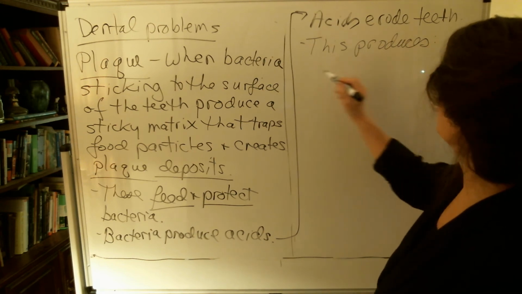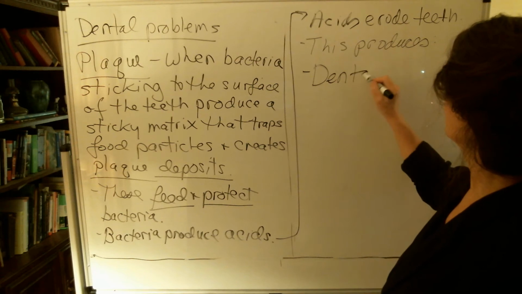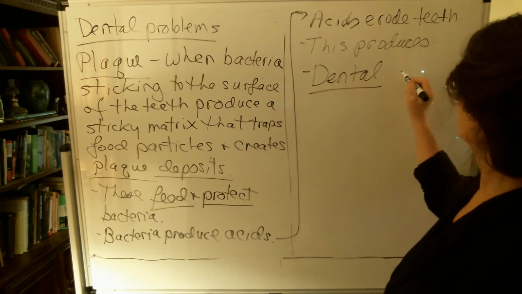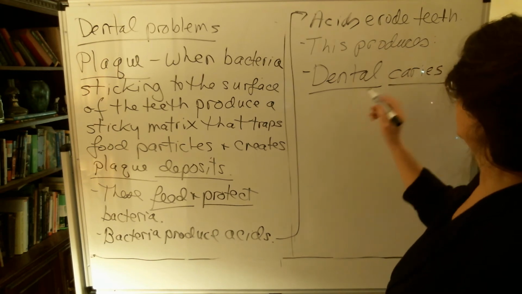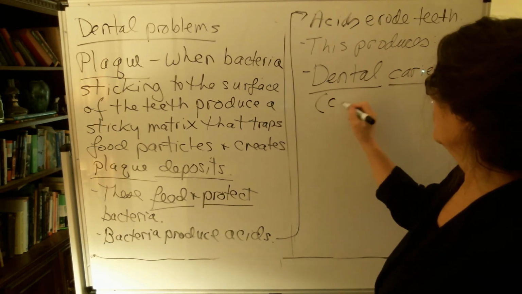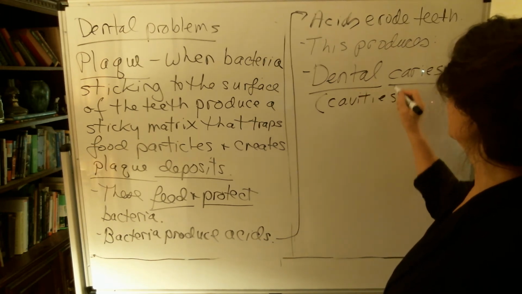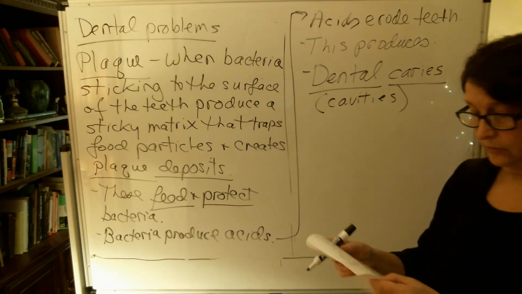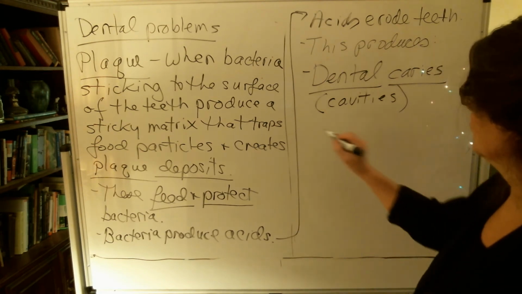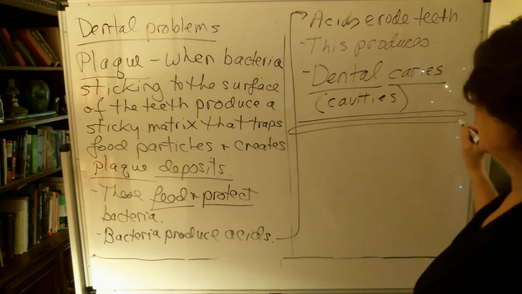So this produces what are called, technically, dental caries, known more often as cavities. So that's what a cavity is. It's when bacteria have eroded a hole right into your tooth. Okay, so that then is how you get cavities.